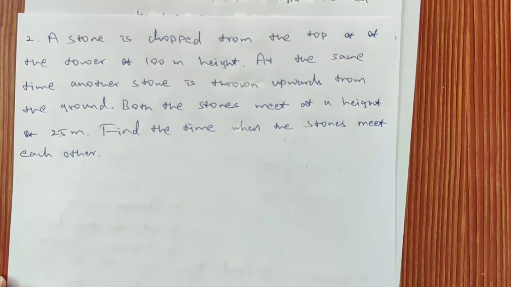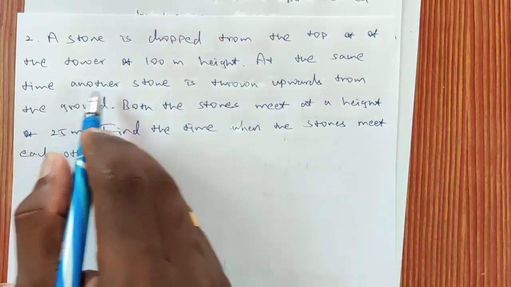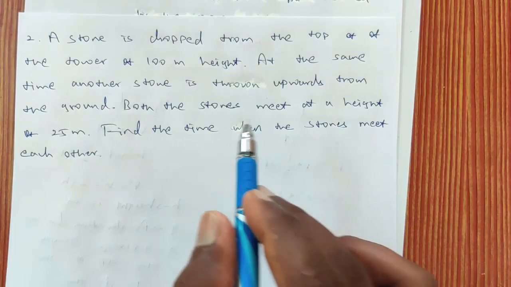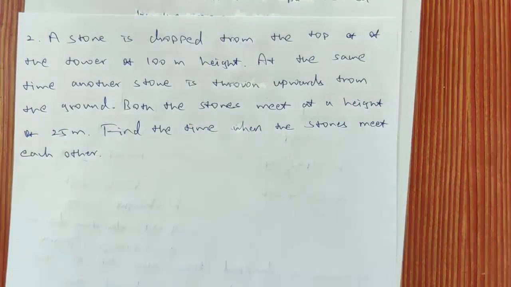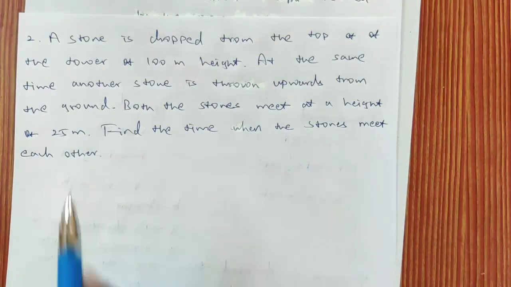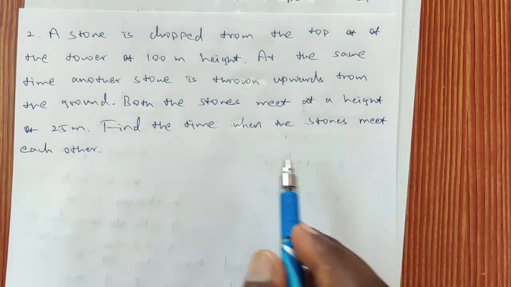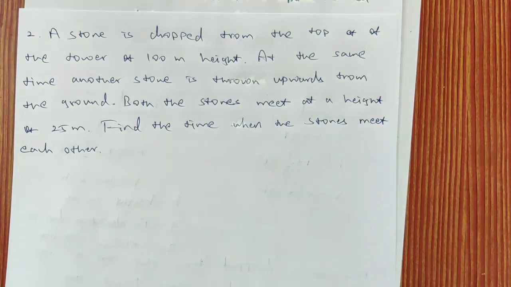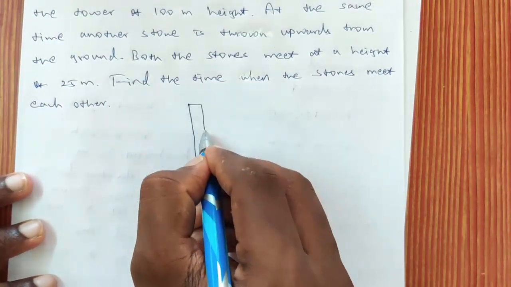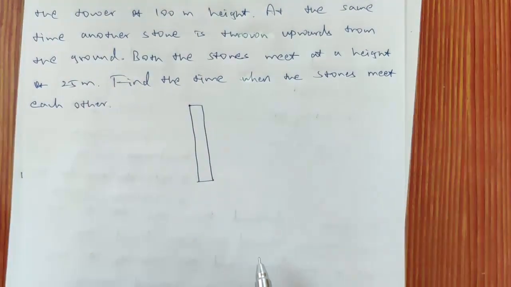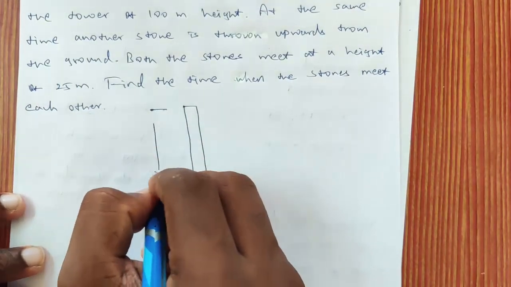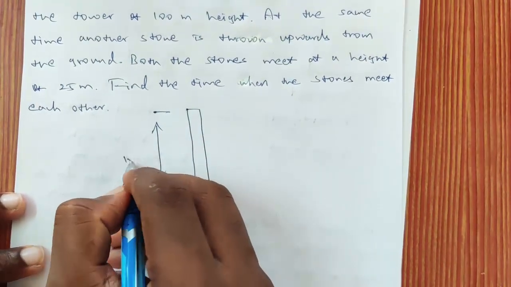Then the second problem. A stone is dropped from the top of a tower of 100-meter height. At the same time, another stone is thrown upwards from the ground. Both the stones meet at a height of 25 meter. Find the time when the stones meet each other. So let us try to construct a simple drawing. This is the tower. The height of the tower is given, that is 100 meter.